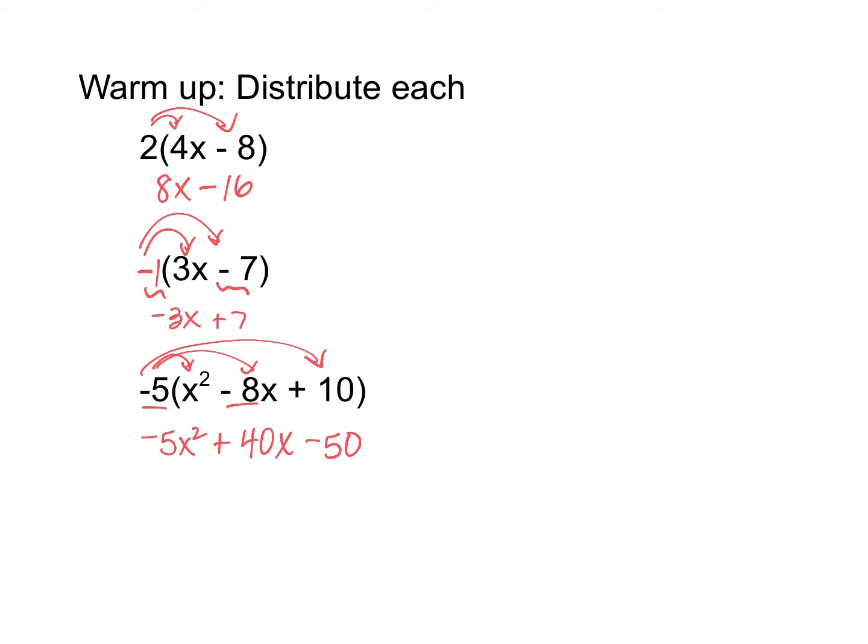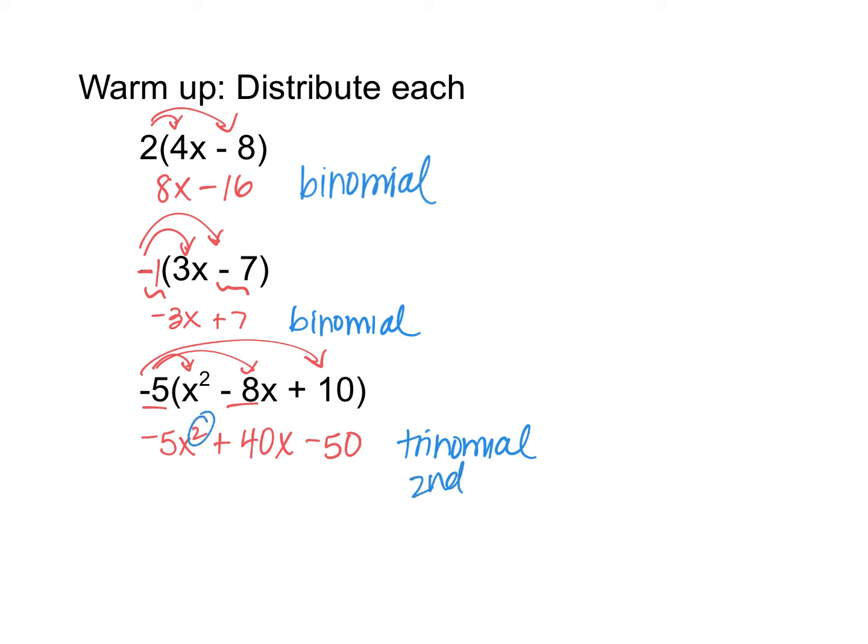All right, just as a quick vocab review, this would be a trinomial. This would be a binomial, and the first one would be a binomial. If I asked you what degree it is, this would be the second degree. Okay, this would just be the first degree. And so would this one.